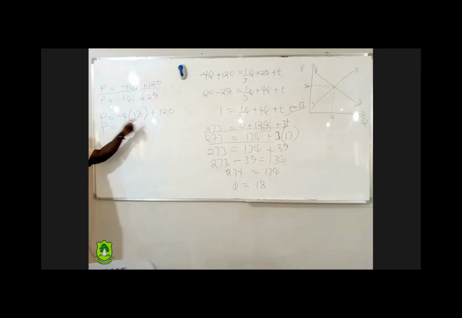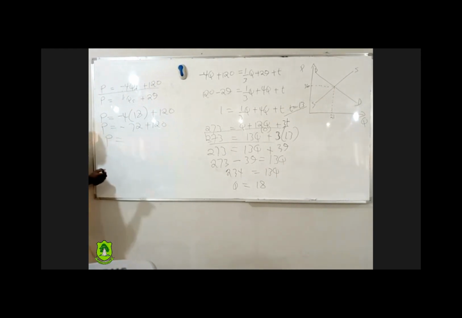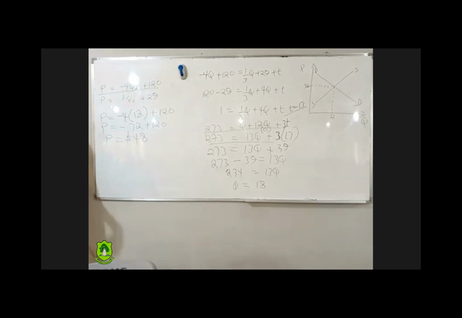Price will be this times this, negative 72 plus 120. So price is now this one minus 72. Price is now $48. Are you getting it? Now look at something.